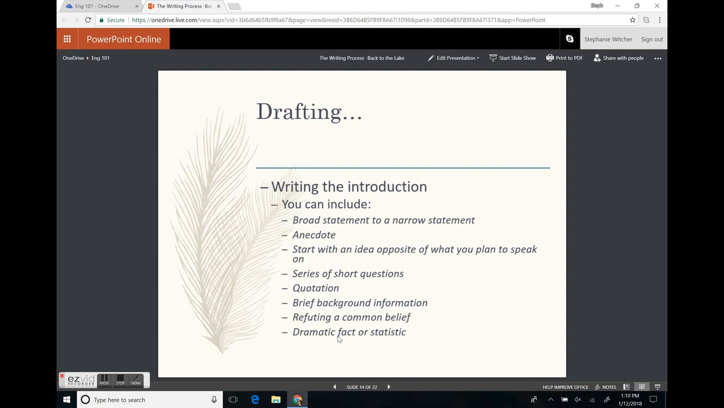Okay? All right, so when you're considering how am I going to start this? If you're still struggling, I find most students struggle with the introduction. Some because it has the thesis statement in it, some because it's just hard to get started. So here are some ideas that you can include. Broad statement to narrow statement. So that is, maybe I just talk about exercise in general and how beneficial that is to you, and then work my way down to running.